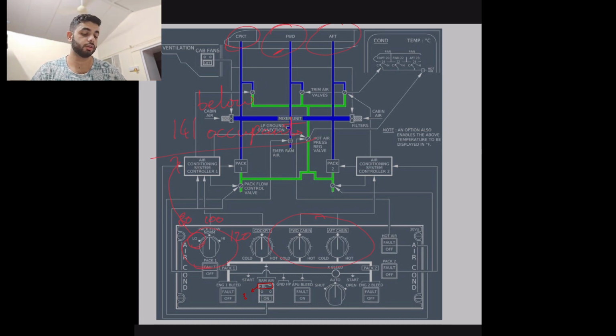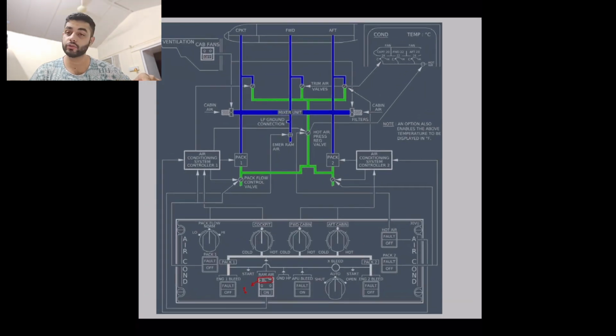You all have to do controls and indicators. I hate that part. I don't think I will ever be able to learn that part. Other questions they'll ask you: ECAM indicators, when do the warnings come, and all that. They can ask you about the mixer unit, what all air comes to the mixer unit. They can ask you when the hot air pressure regulating valve fault light comes on. I don't know what to say, man. You've got to learn it because you get a job only after that.